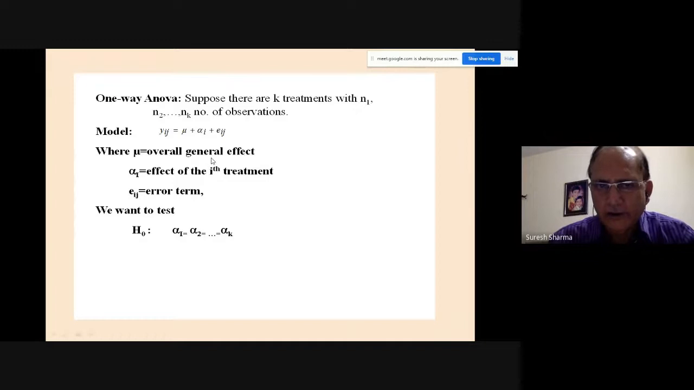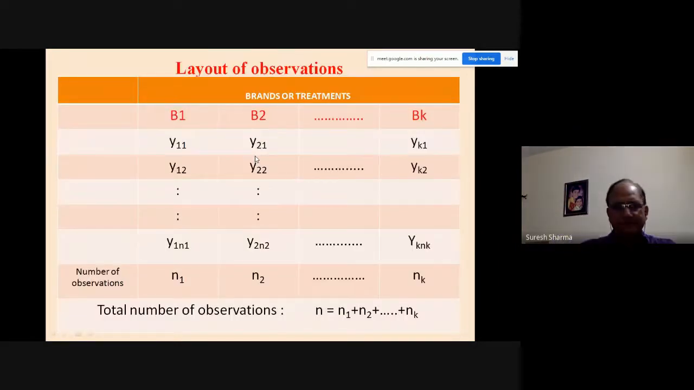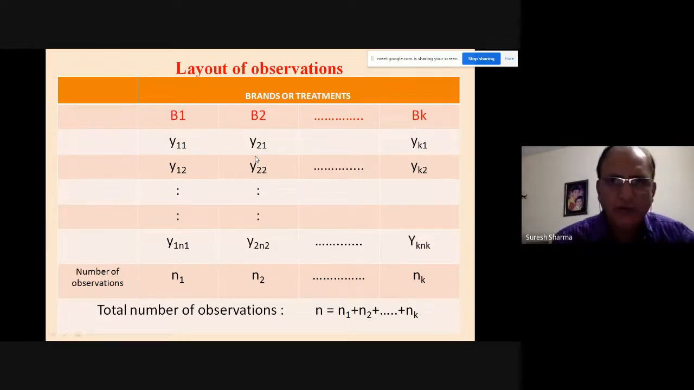Now this model is a mathematical model. Just try to understand first of all the crux of the problem. Then I will move on to this model. So here is the entire problem. Can you see this slide, please? Is this slide visible? B1, B2, BK.